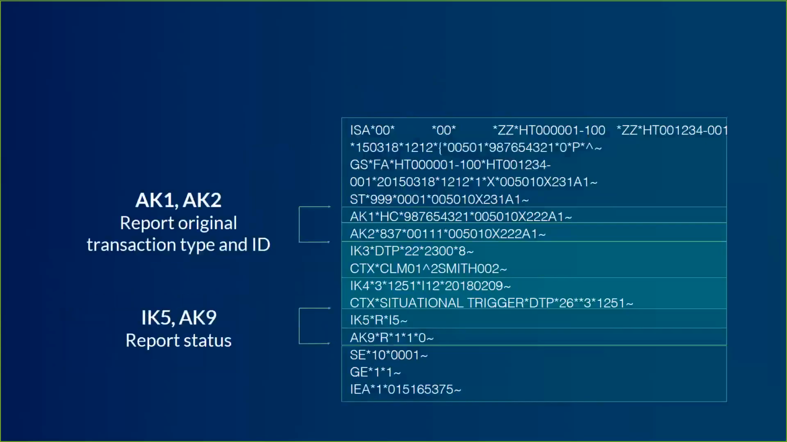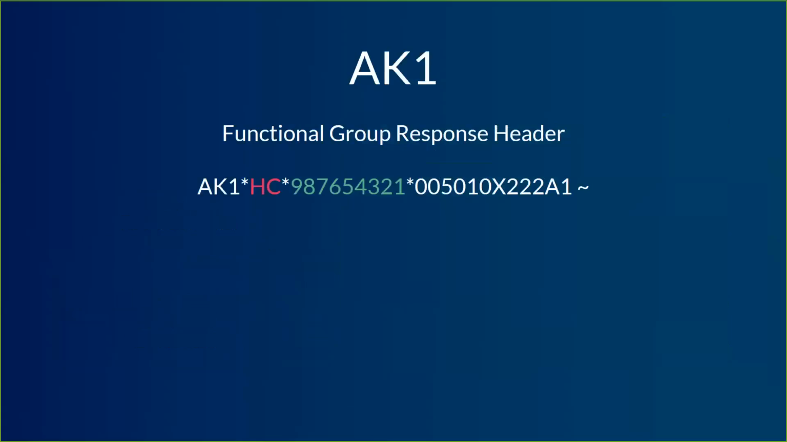Okay, so here we are. We just looked at the trailer. Now let's take a look at the headers, which again, for both of them, they're all about the original transaction type and an ID. The AK1 is the functional group response header. So again, GS to GE, we're looking at that level here. And the first position in here is going to actually be the value from the original transaction's GS01 position. This is a code, and this particular code actually means healthcare claim.